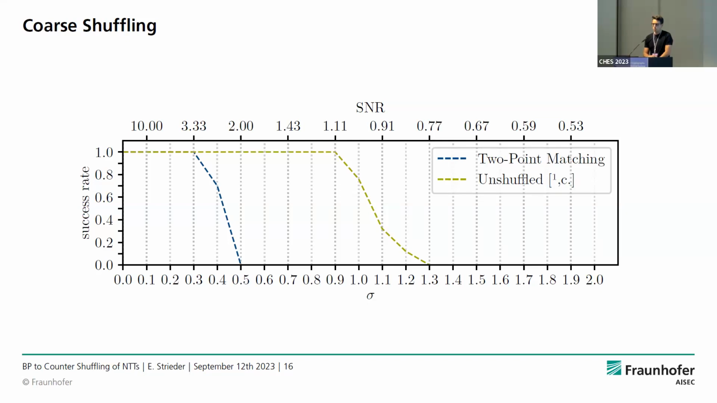And what we have to say here is that if you now think of mixing, for example, fine shuffling and coarse shuffling, then of course these analyses don't count anymore. So you have to think again about how we can then unshuffle the thing.